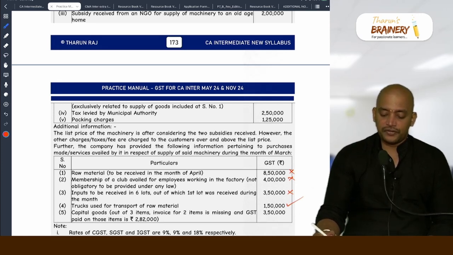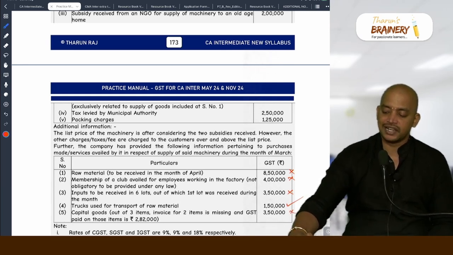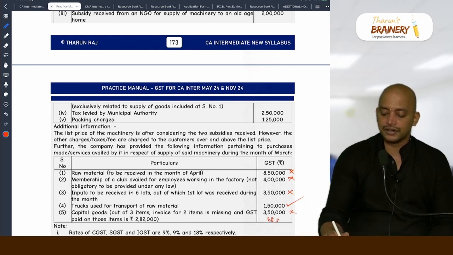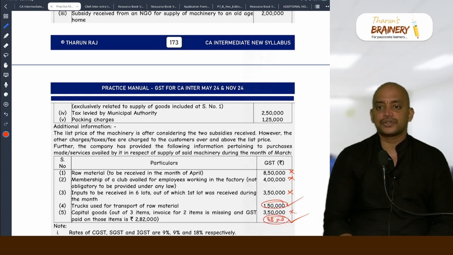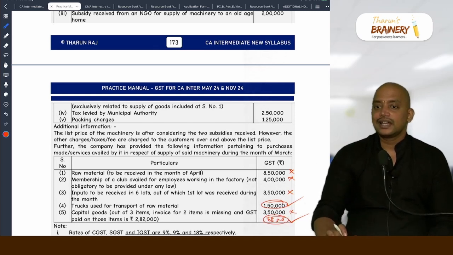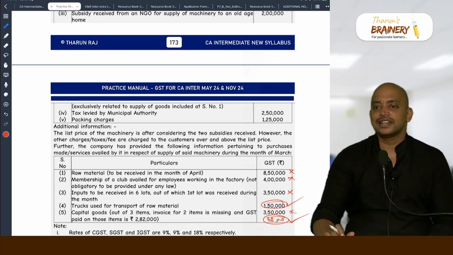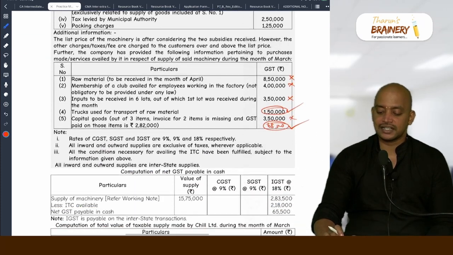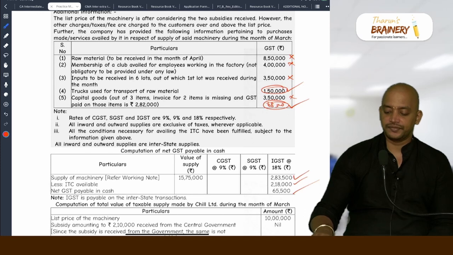Capital goods of 3 items, invoice of 2 items is missing and the GST paid on that is 2,82,000. So how much we can take? 3,50,000 minus 2,82,000, that is 68,000. So 1,50,000 plus 68,000, 2,18,000. So ITC 2,18,000. Statement 2 ITC 2,18,000. Statement 3 net GST payable. Over. We got the answer. 2,83,500 minus 2,18,000, 65,500.